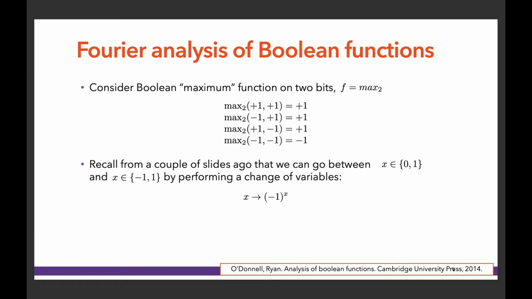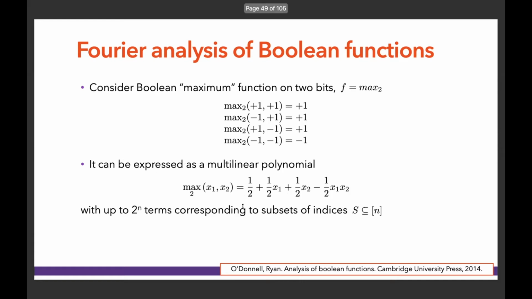So let's start with the example of the maximum function. It's a function that takes the maximum of 2 bits, for +1 +1 returns +1, or -1 +1 returns +1, and so on. So we're going to convert it to a function on 0s and 1s instead of a function of spins. And then we're going to express it as a multilinear polynomial, which has up to exponential number of terms.